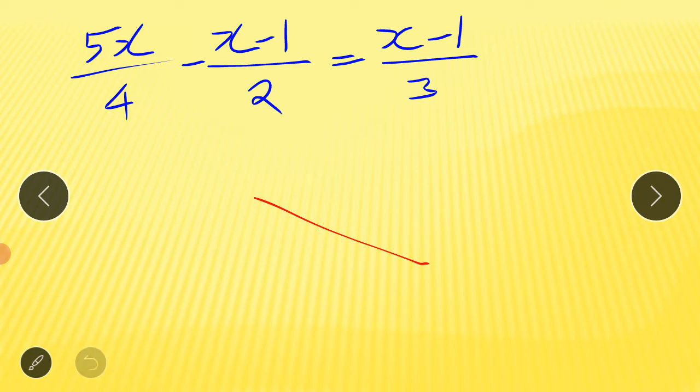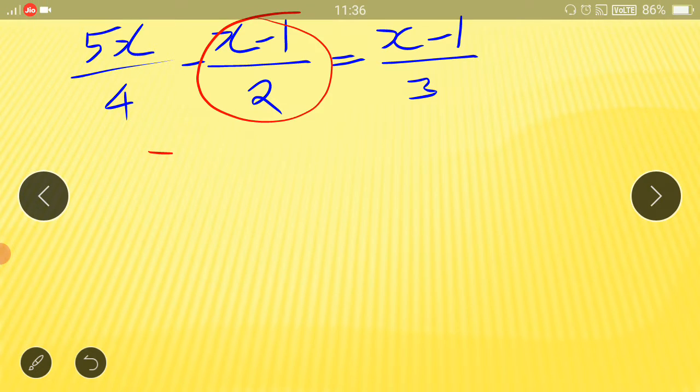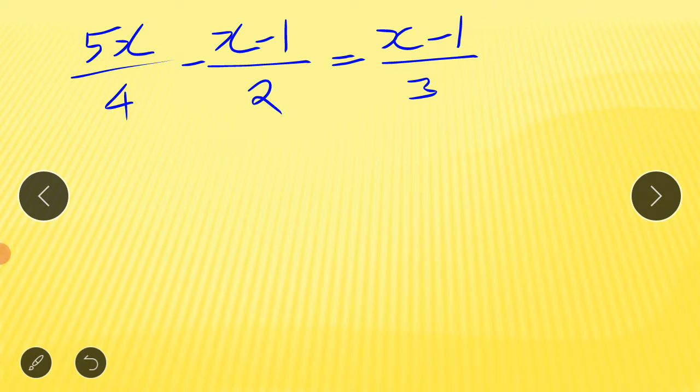But here, on the left hand side two fractions are given and on the right hand side one fractional form. So if we like this, we can solve by many methods. Actually, solving equations can be done by many methods, but we will get the same solution.